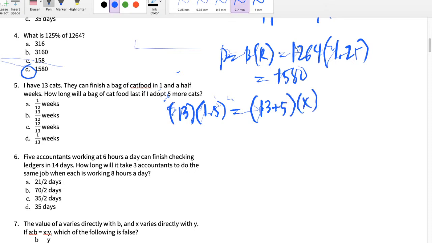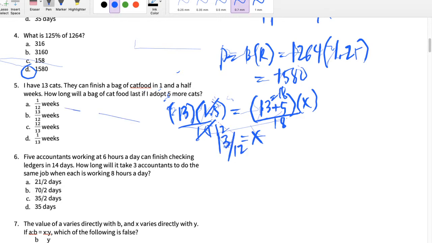Okay? So this is equal to 18. If we divide both sides by 18, we will get x is equal to 1.5 over 18. They are both divisible by 1.5. Here you will get 12 in the denominator, and this one will cancel out. You will get 13 over 12. The answer here is letter B.